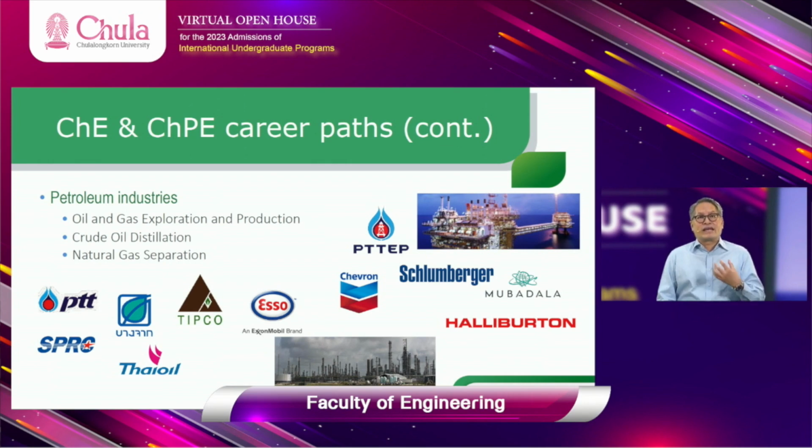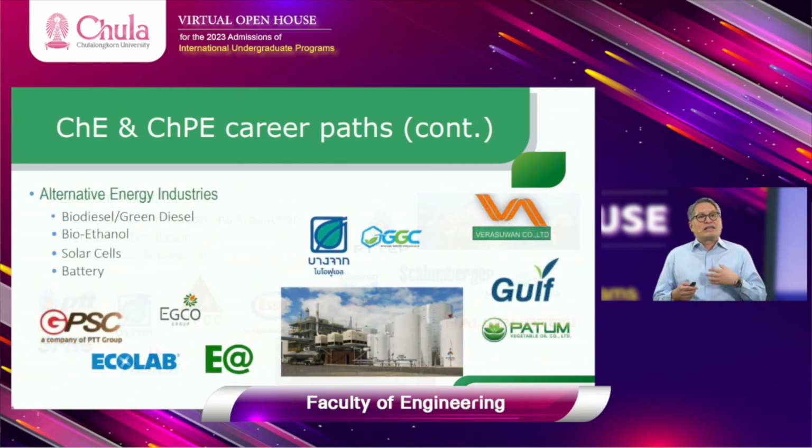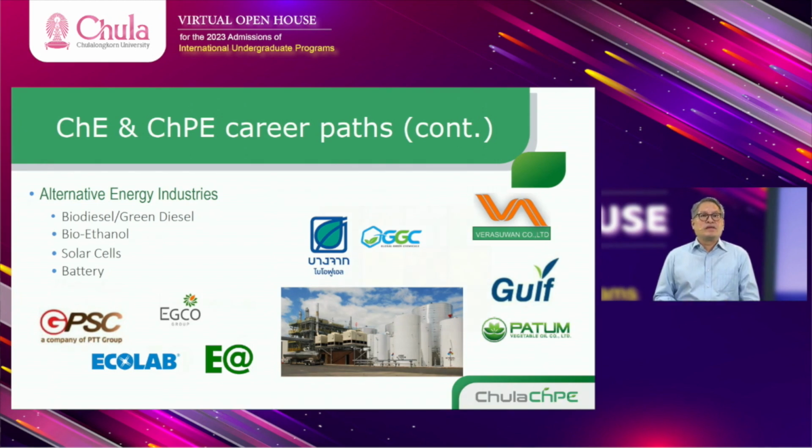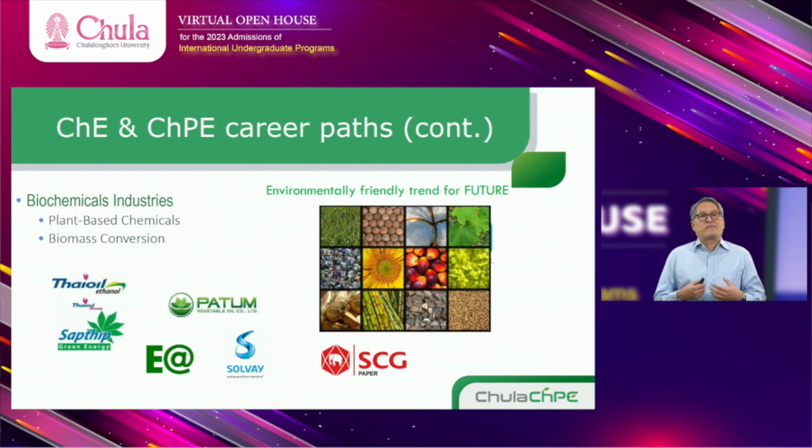But for ChPE, chemical and process engineering, we can go further. We can work in companies that deal with alternative energy, such as producers of biodiesel, green diesel, or bioethanol, as well as solar cells and batteries. You can see companies like GGC, Global Green Chemicals, Bangchak, Gulf, or Energy Absolute. Or we can also work in the biochemical industry, which produces chemicals from plant-based raw materials. Or we can do biomass conversion, converting into biogas, such as methane. So this could be a career path for our ChPE graduates.